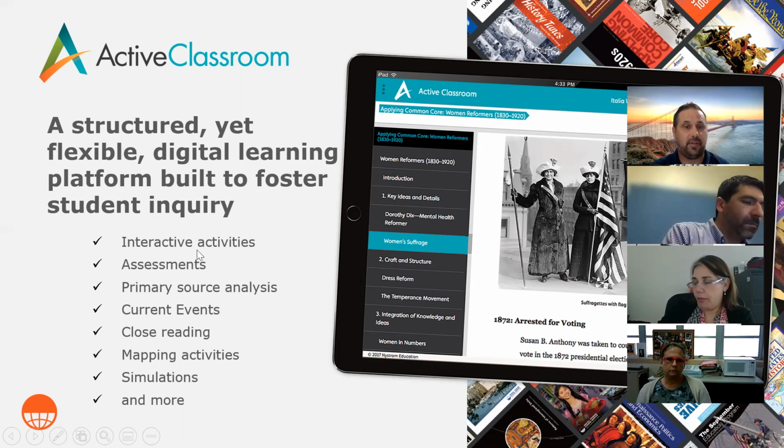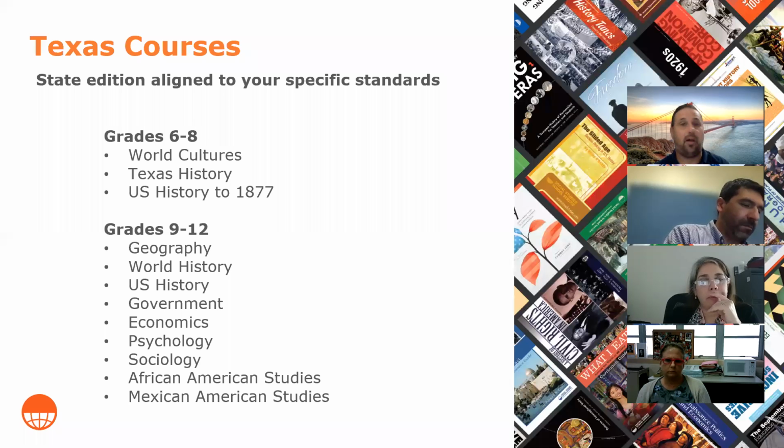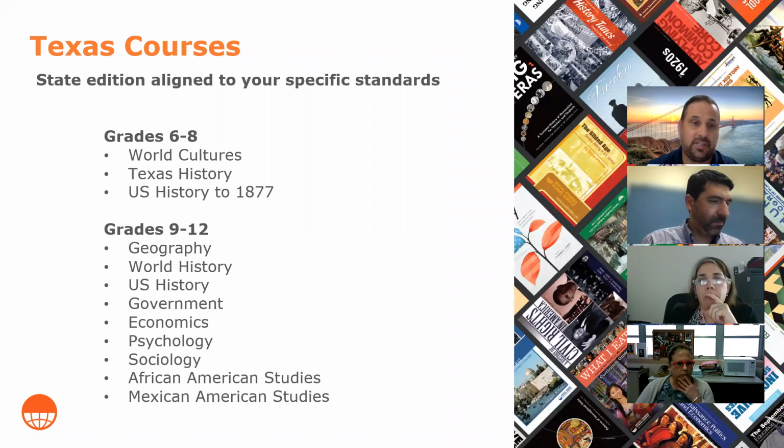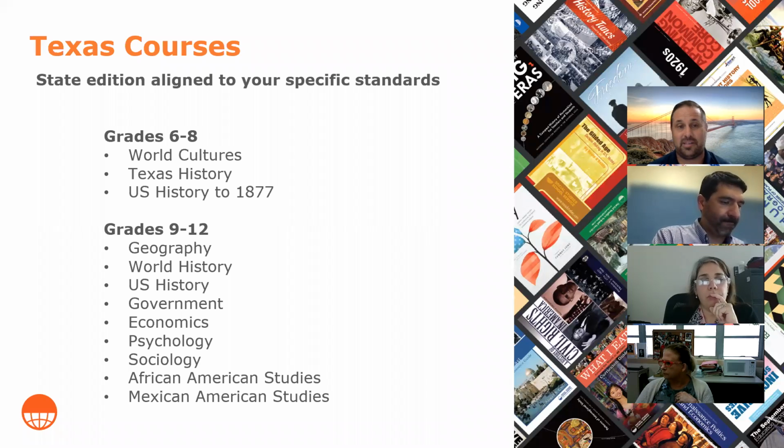There are some different things listed here: interactive activities, assessments, primary source analysis, current events, close reading, mapping activities, and simulations. All of your courses for Texas are in Active Classroom, and you may be surprised to see some of these on here. We have world cultures, Texas history, U.S. history to 1877, the second half of U.S. history, obviously, in 9th through 12th. And then we even have psychology, sociology, African-American, and Mexican-American studies. So all of those courses are covered in here.